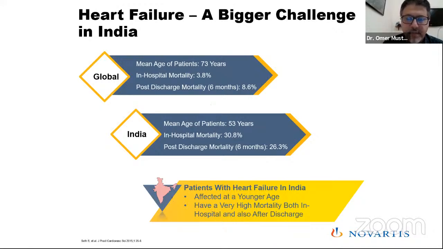So a bigger challenge in India, why? Because the mean age is less, and it's around 53 here compared to the 73 worldwide. Higher mortality, in-hospital mortality, and higher post-discharge mortality as well. So to summarize, the patients in India with heart failure are affected at a younger age, and have a higher mortality both in and outside the hospital.